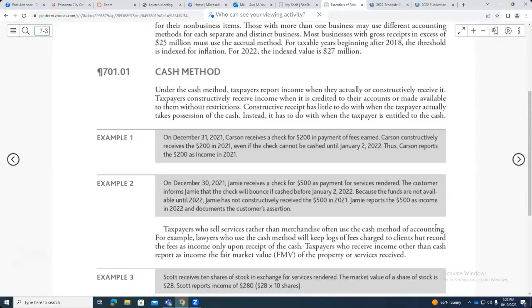But in example 1, the check was good, the only problem was it was a holiday. So if it's a holiday and you cannot cash the check, still you have the check. That's income. But in example 2, the customer said in a written document that the check will bounce if you deposit it. So that means on December 30th or 31st, they cannot deposit the check. It will bounce, so it's not available.